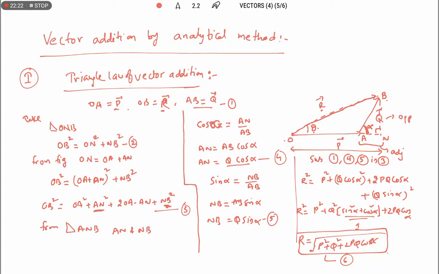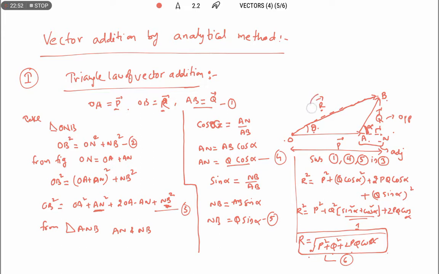OA plus AN with expanding form of (A plus B) whole square. So we are going to get OA square, AN square plus 2 OA AN, NB square, and unknown quantities NB and AN. So for that I am taking the help of right angle triangle ANB. From this right angle triangle I am going to write AN as cos theta and NB as sin theta. Therefore after substituting these values we are going to get R is equal to P square plus Q square plus 2PQ cos theta.